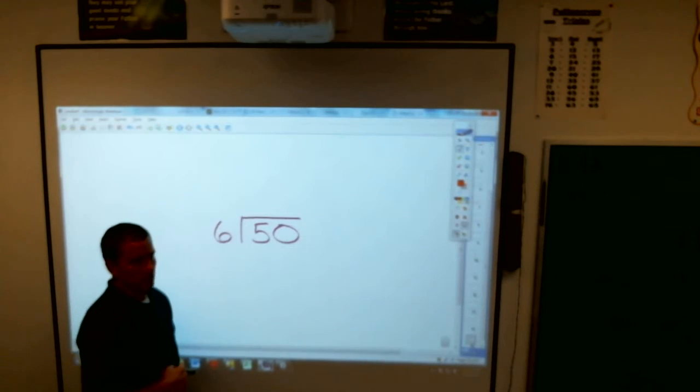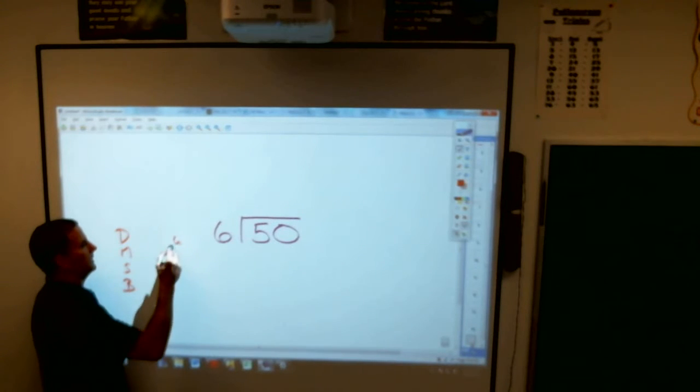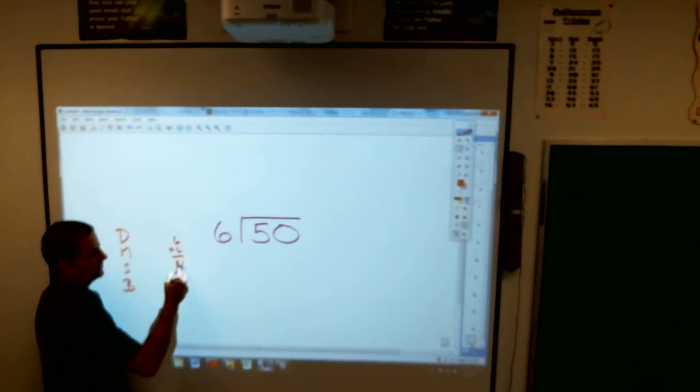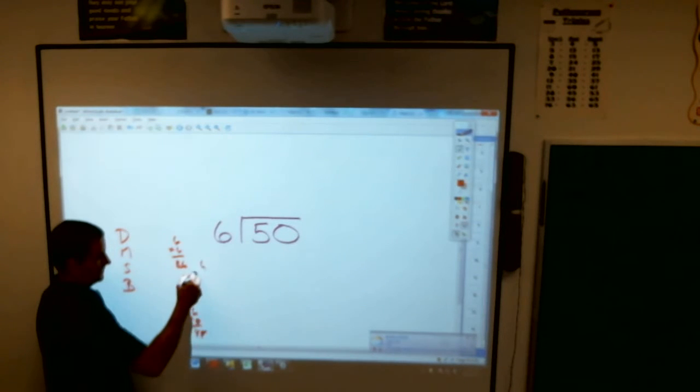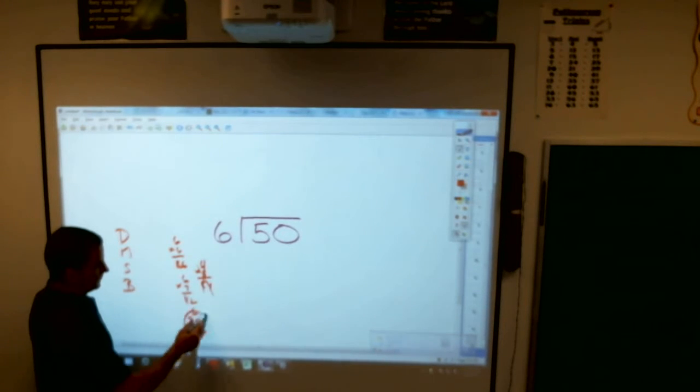And here's where you need to know your multiplication tables. Hopefully you don't have to do this, but if you have to, you can on the side go, 6 times 6 is 36. Seems kind of small. 6 times 7 is 42. Oh, that's kind of small too. 6 times 8 is 48. We're getting closer. 6 times 9 is 54. Too big. So I gotta stay with this one here.